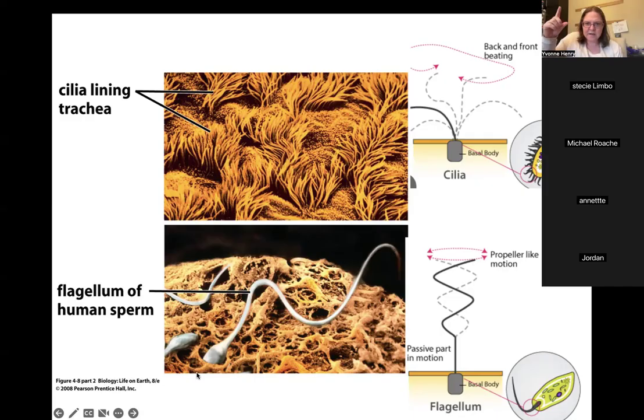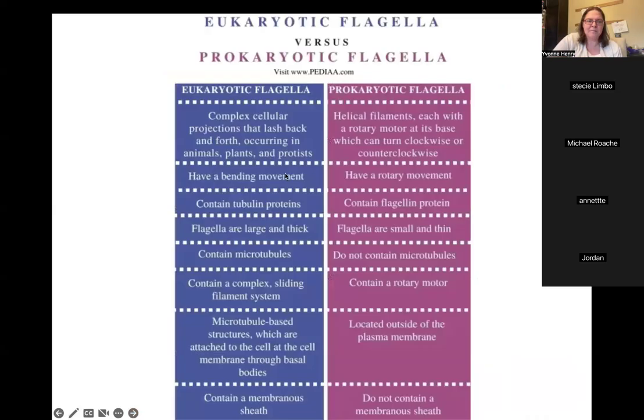It's got that long tail that spins like a propeller that helps it move. The propeller motion that you'll see from a bacterial flagella is slightly different. So just note that they're the same name, same shape, but different mechanism of movement. So this slide was just put here for a comparison. You don't need to study it because it's not in your handout slides.